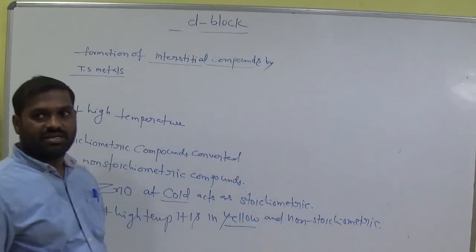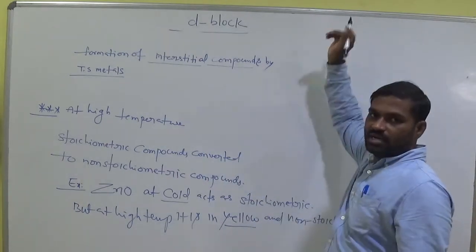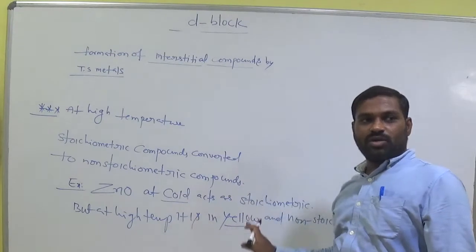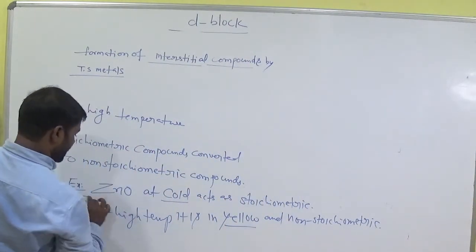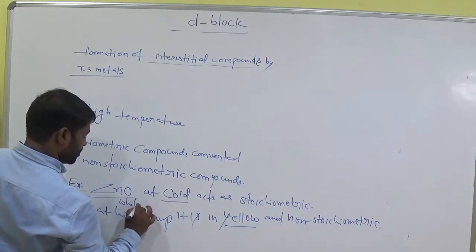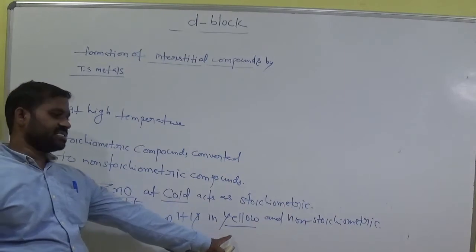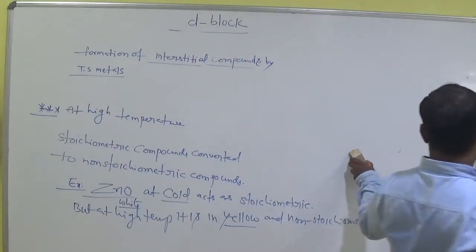Okay students, so zinc oxide is stoichiometric. At low temperature it is white also. Which color is it? White color. White means colorless actually, white. But at high temperature it converts to yellow and it acts as a non-stoichiometric compound. Remember this.